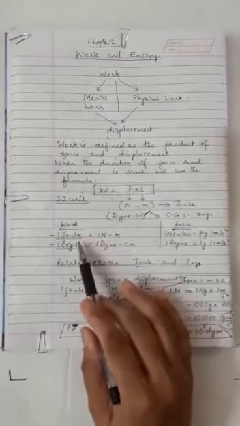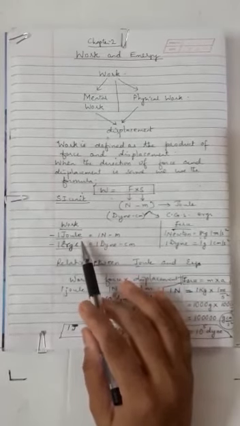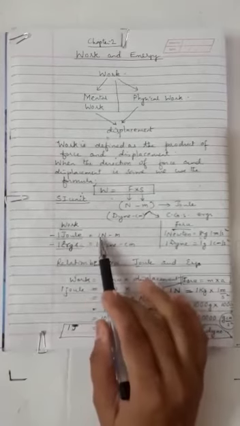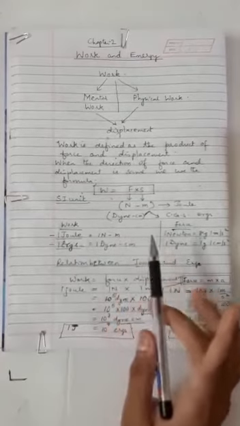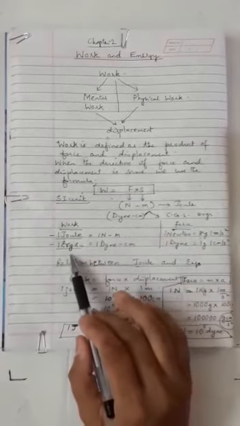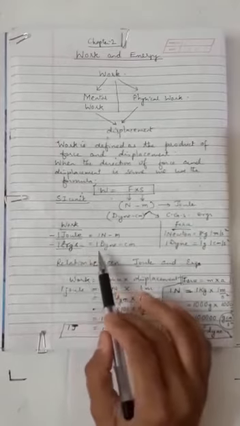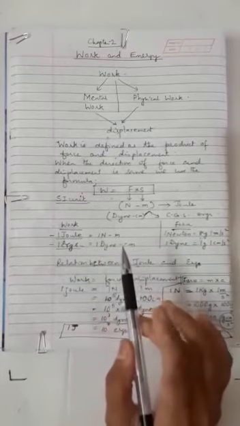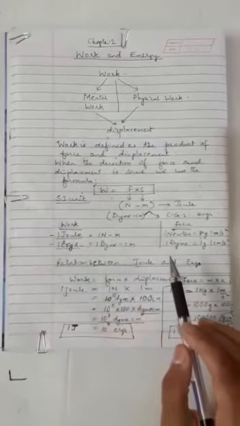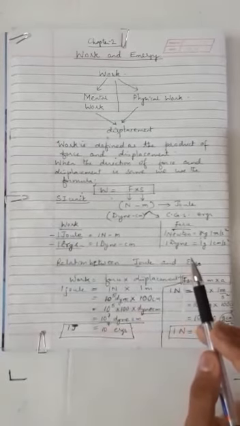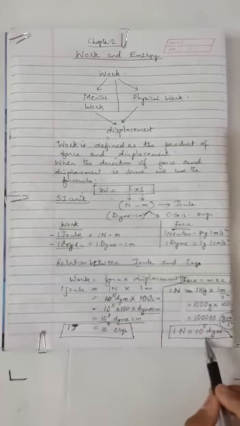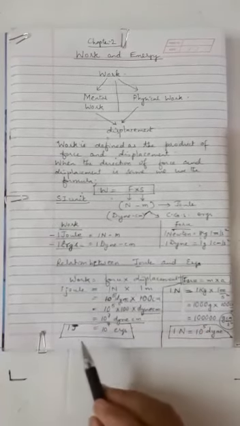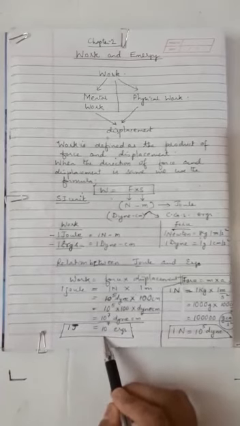When will you say that a work of 1 joule is done? Work done is 1 joule when a force of 1 Newton displaces an object through 1 meter in the direction of force. Okay. Work done is 1 erg when a force of 1 dyne displaces an object through 1 centimeter in the direction of the force. And we have seen that 1 Newton is 10 raised to 5 dynes and 1 joule is equal to 10 raised to 7 ergs.